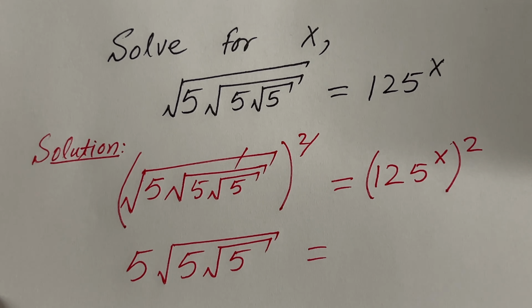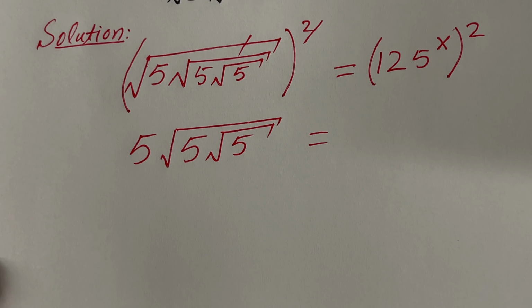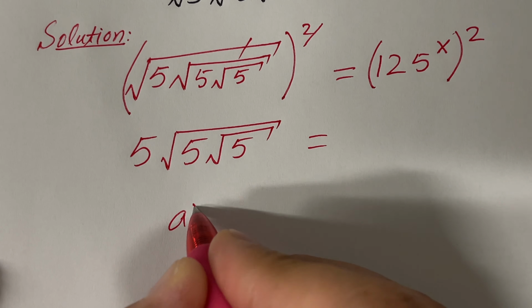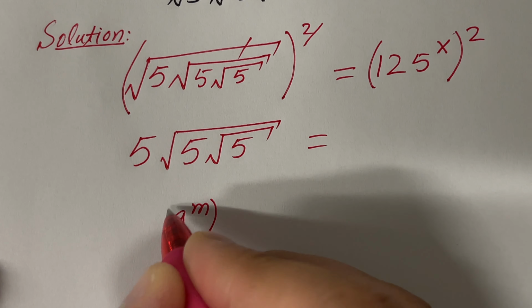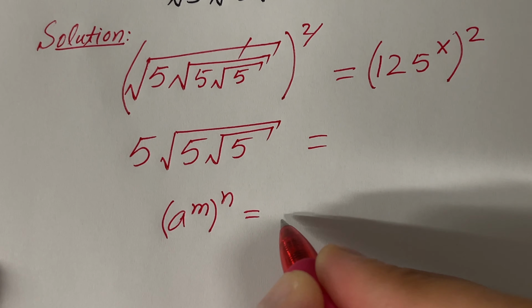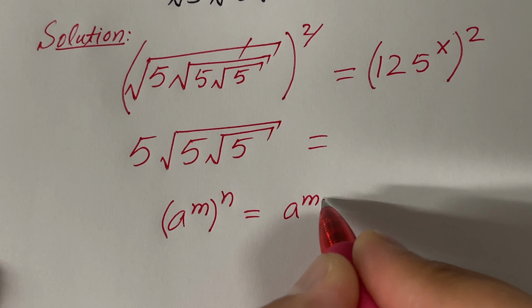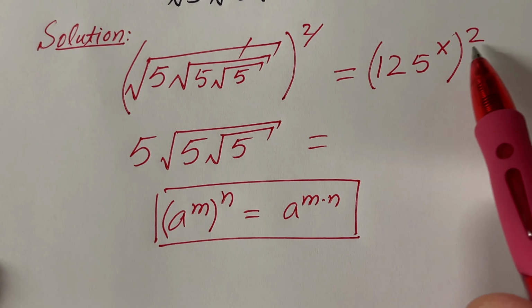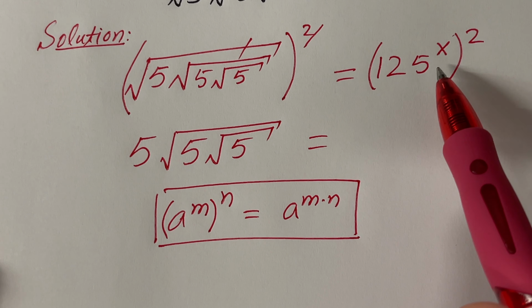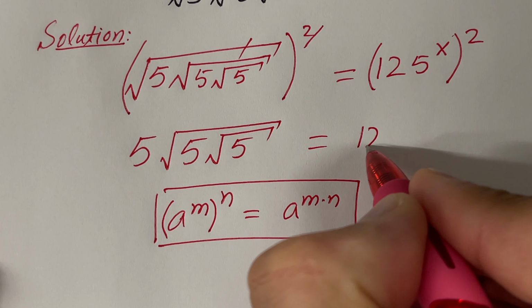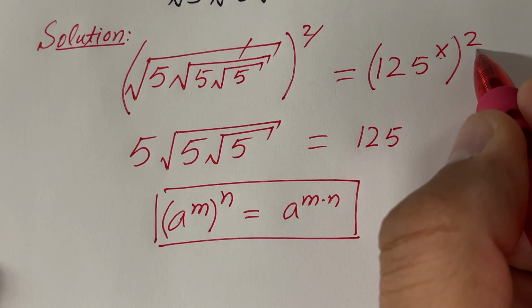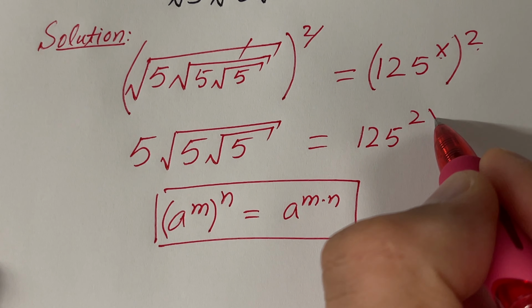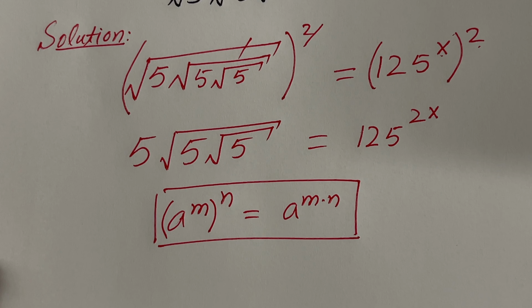will be, on the right hand side we can use now this property that says a raised to the power m raised to the power n is equal to a raised to the power m times n. So you are just multiplying the exponents in this case, okay? So we will have 125 raised to the power x times 2, which is just 2x.